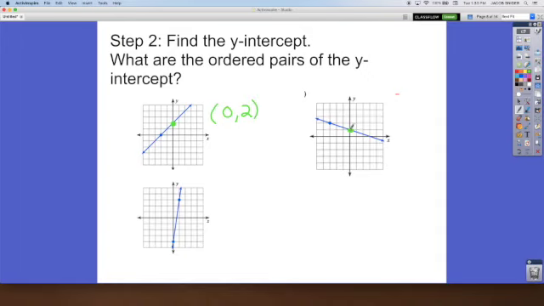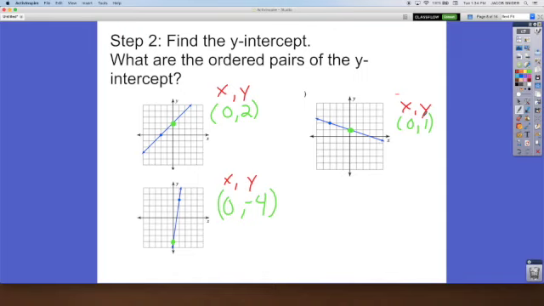What's my ordered pair right here? That is at 0, 1. And down here, what's my ordered pair down here? 0, -4. What similarity do you notice about these 3 ordered pairs? Hopefully you're saying that 0 is in each one. And more specifically, which coordinate is it?